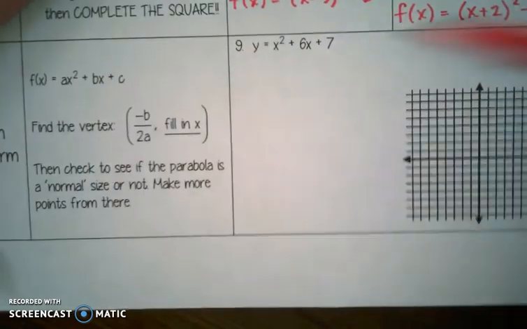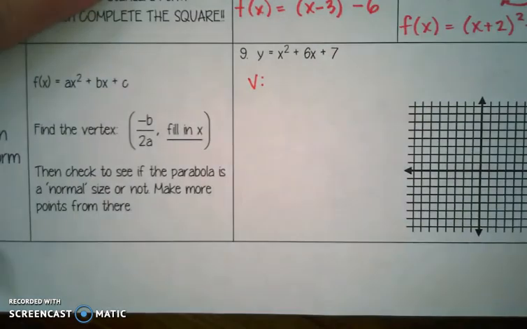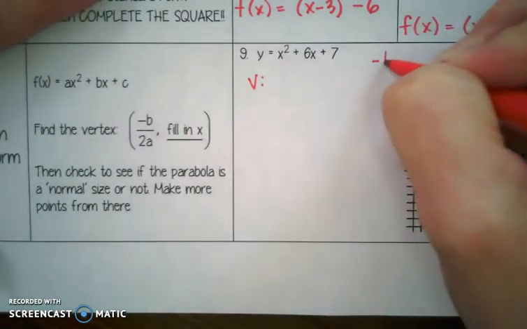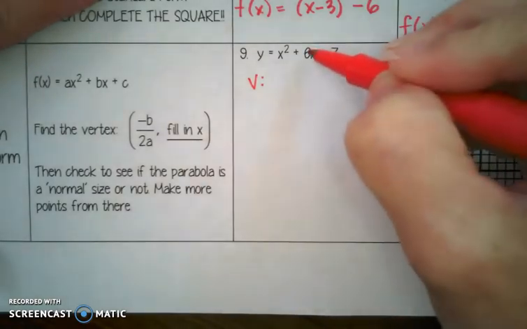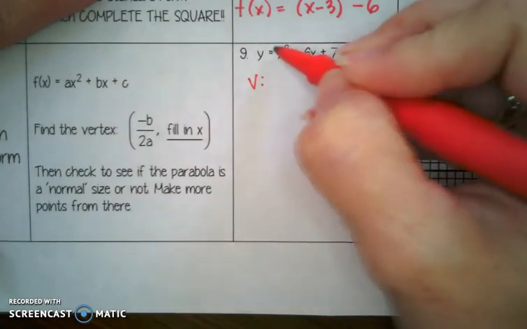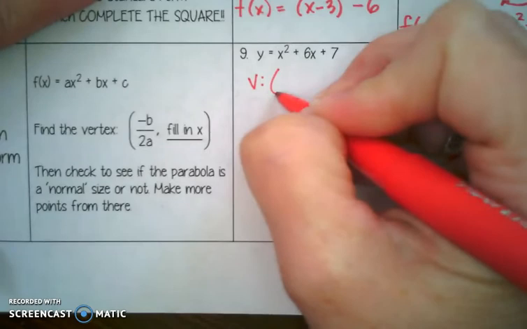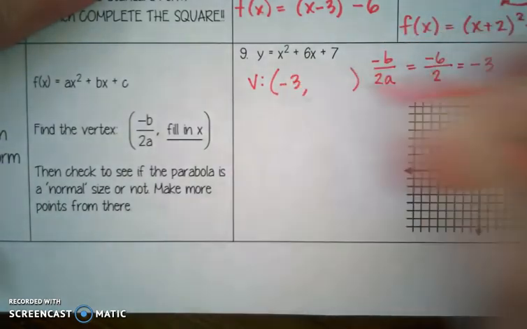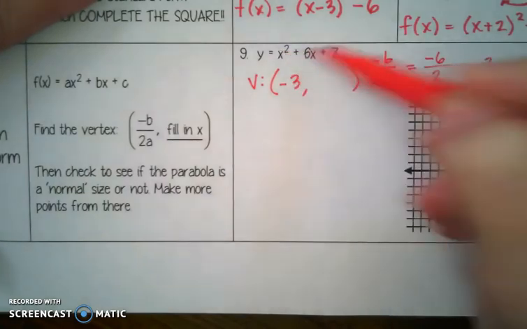So this is definitely standard form right here. So in order to find the vertex, we need to do negative b over 2a. So negative b would be negative 6 over 2a, which is 2, so that equals negative 3. So we know our vertex is negative 3, something. So now we know what x is, let's fill it in.